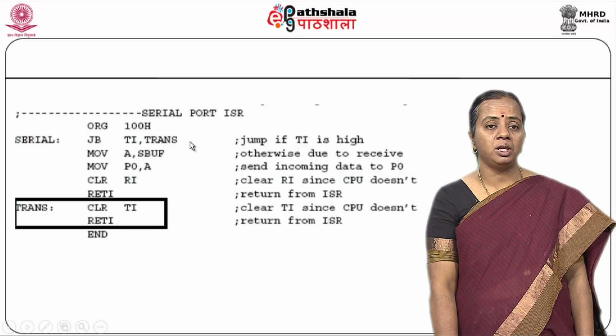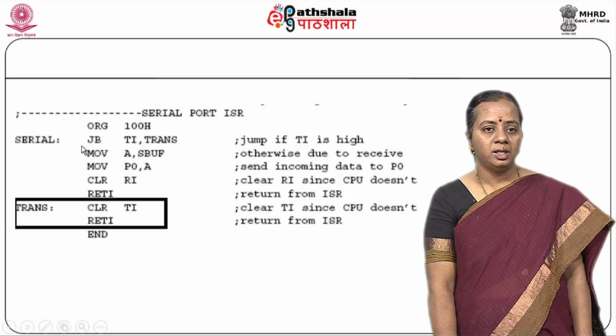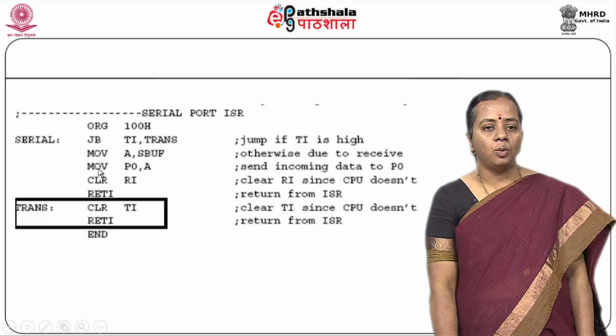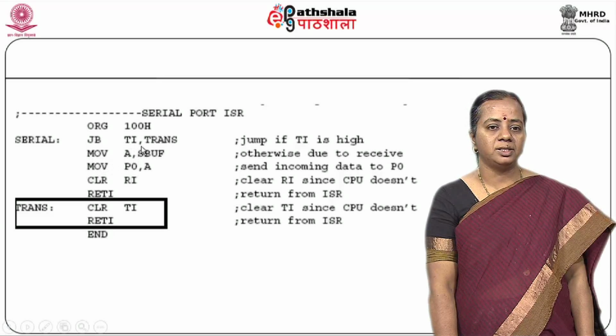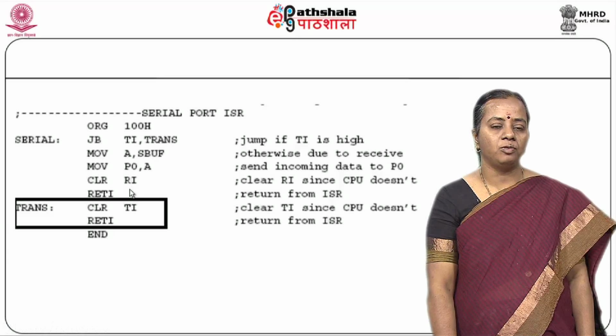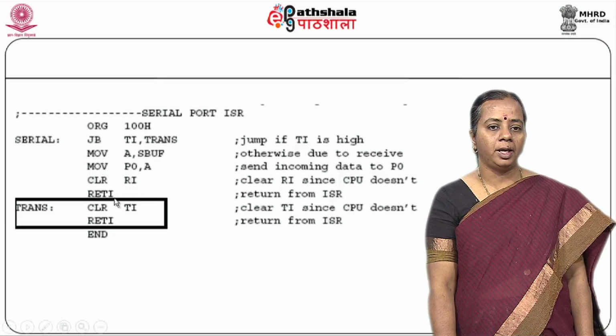If it is reception of data in serial communication, then JB TI fails, because we received only RI. So, it comes down. Once RI is set, what it means is the serial buffer SBUF received the whole data, it has made the data into a word. Now, this is moved to A, and MOV P0, A makes whatever the content of A is sent to P0. Because we have read the data completely, SBUF to A and A to P0, now we have to clear RI, so that the system will go for the next serial communication. So, clear RI and RETI.